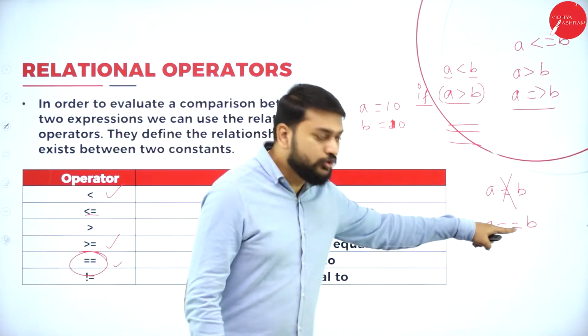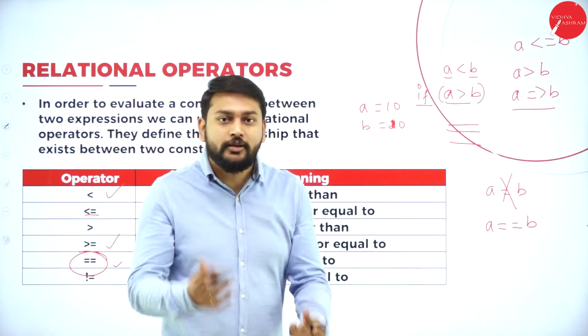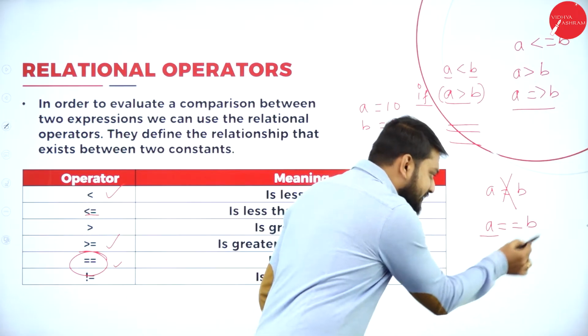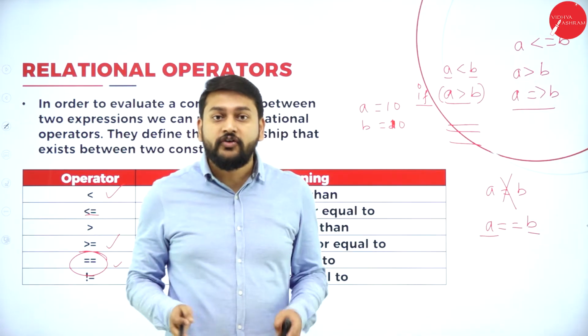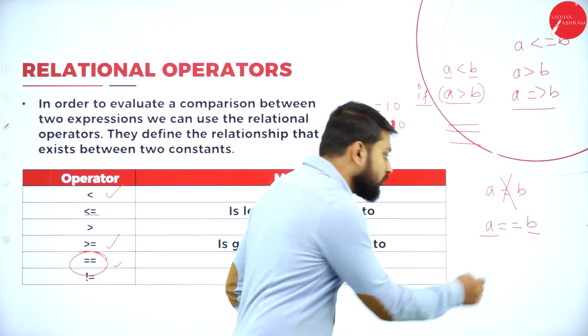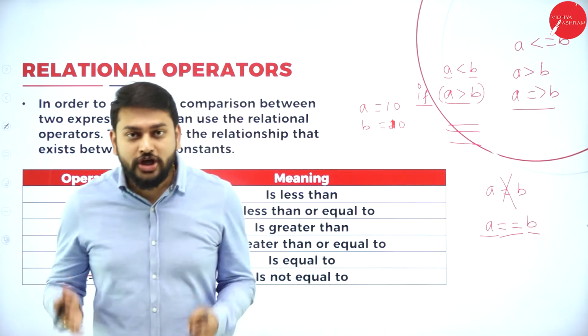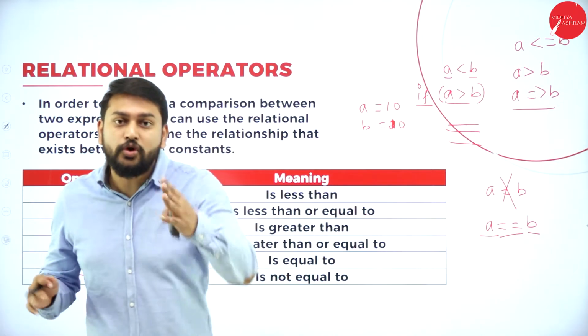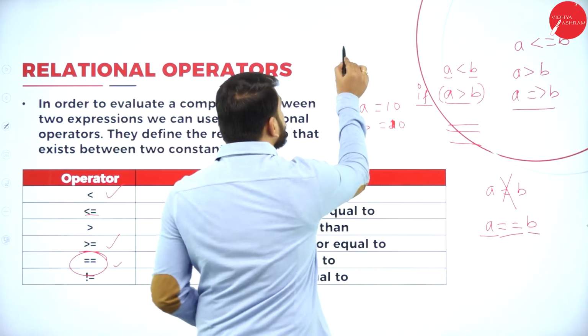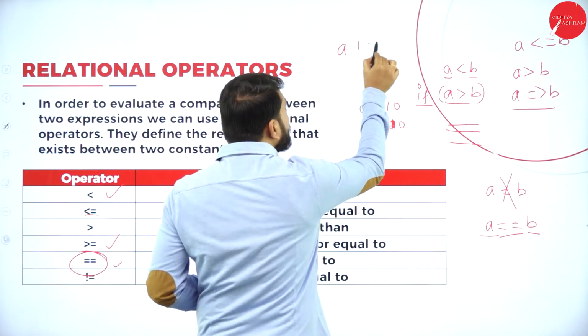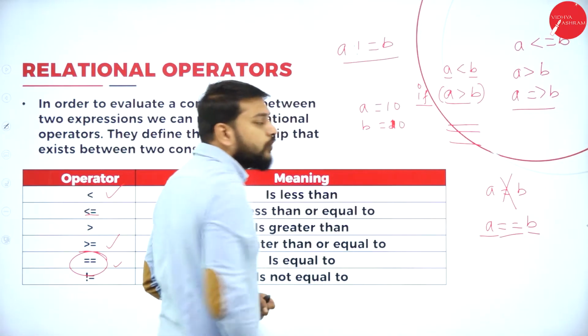So why do I use this? To compare two variables, whether A is equal to B or not, if I want to check, I have to use how many equal signs? I have to use two equal signs. Fine, I need to check whether A is not equal to B or not. So how do I check? A is not equal to B. So this is what I will write.